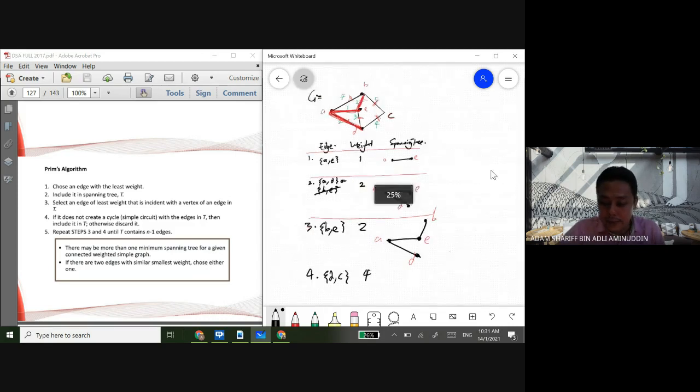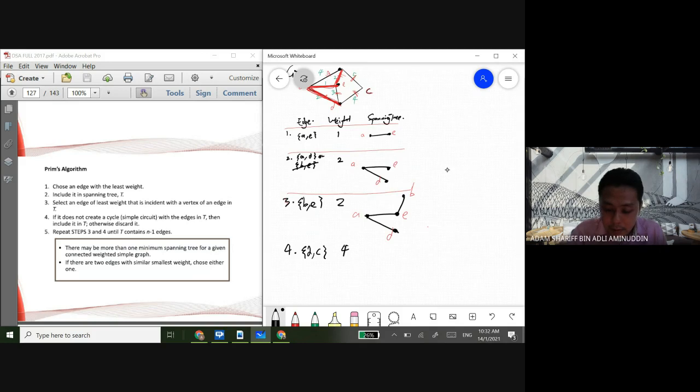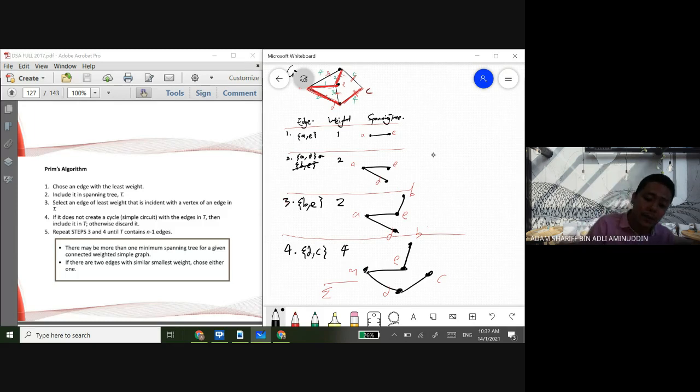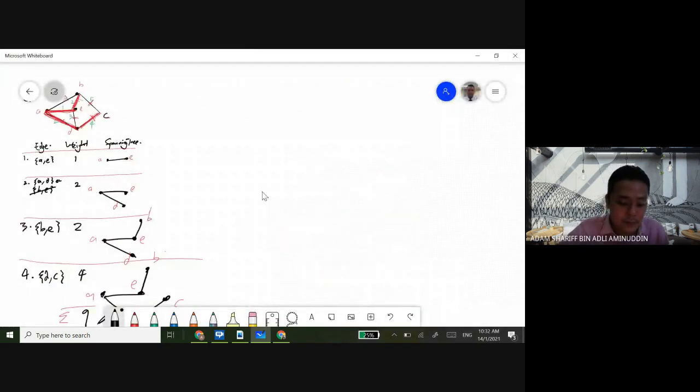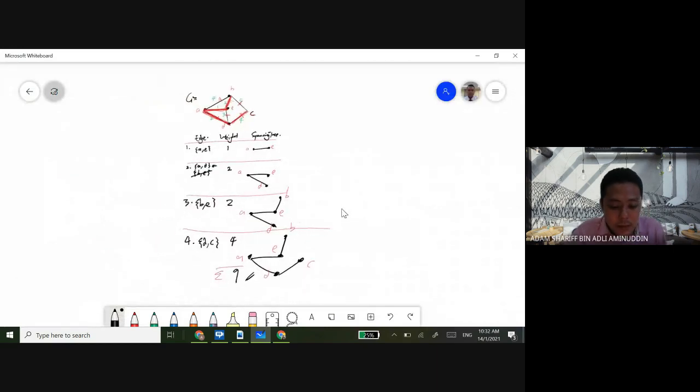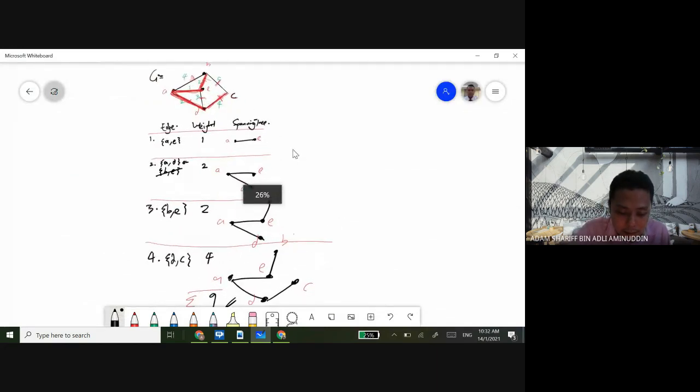So, lukis balik. A, E, B, D and also C. A, B, E, B and C. Now we complete all of the vertices. We already connect all the vertices. And based on this Prim algorithm, the total sum will be 1 plus 2 plus 2 plus 4. 5 plus 4 is 9. So according to the Prim, this will be the answer.